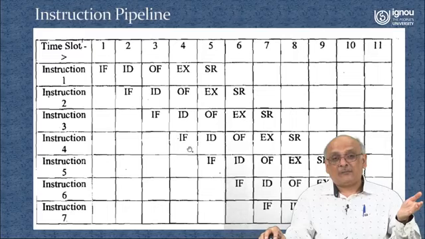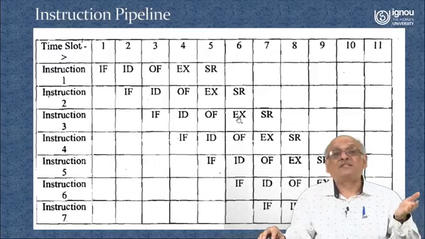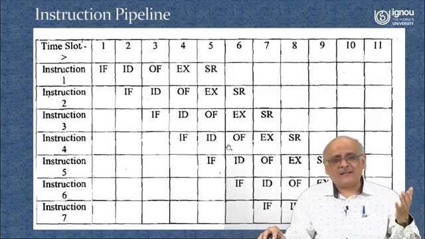That means we have to undo 4, 5, 6. We have to empty the pipeline and then start with instruction 7. So there is a branch penalty. Branch penalty is always going to be there when we are doing instruction pipeline. There are techniques of overcoming these branch penalties.